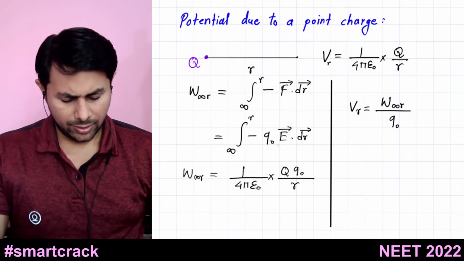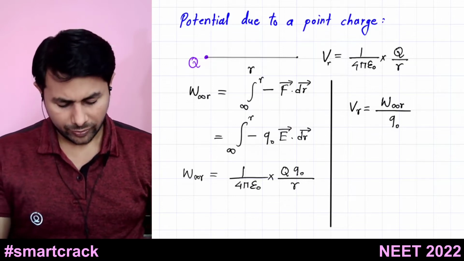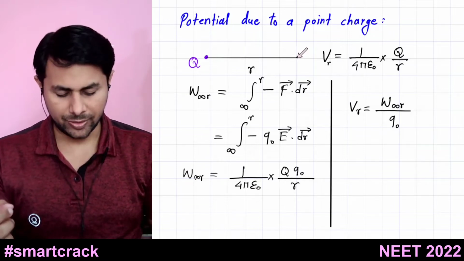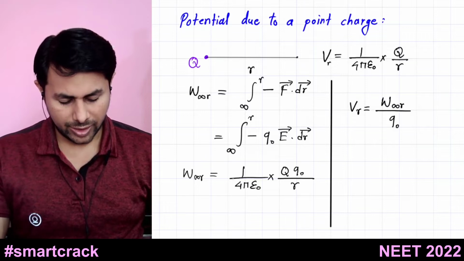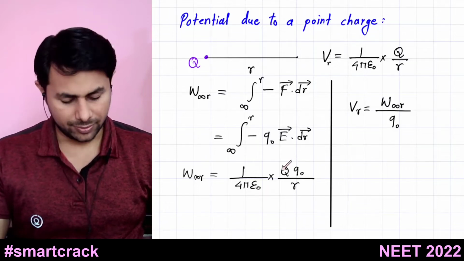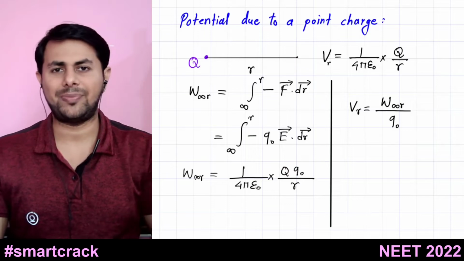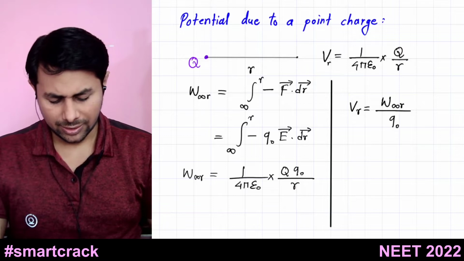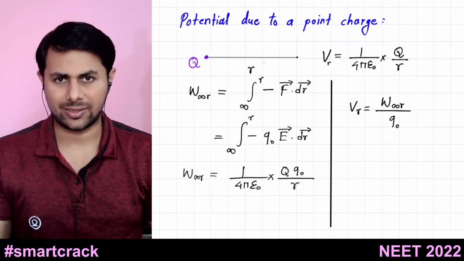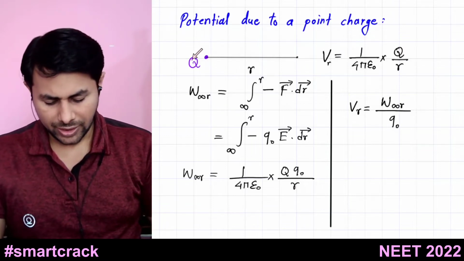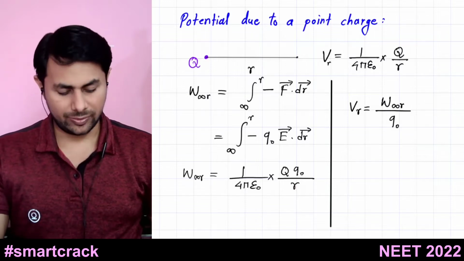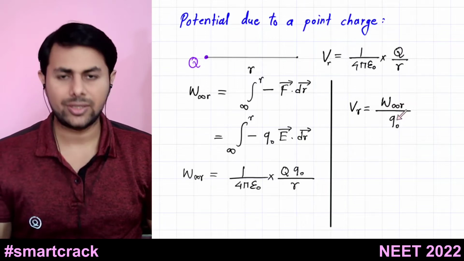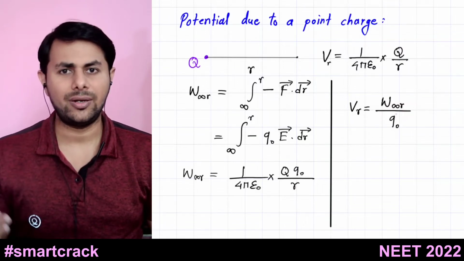If we solve this all, what do we get? We get the work done to bring a charge from infinity and keep it over here equal to 1 over 4 pi epsilon naught multiplied by Q, this charge, multiplied by Q naught, the charge you are bringing in, divided by r, the distance at which you are keeping that charge. The potential due to this charge is defined as the work done to bring the other charge from infinity to r divided by Q naught, the charge that you are bringing.